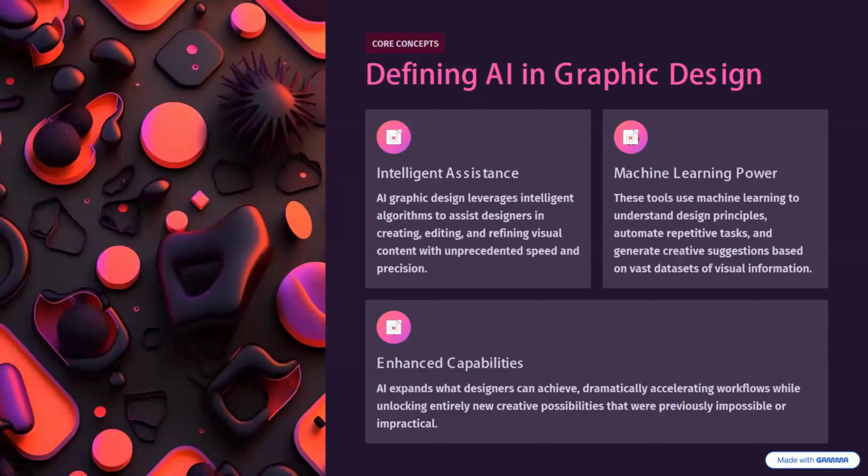So, defining AI in graphic design. We have intelligent assistants. Here we are talking about leveraging intelligent algorithms to assist designers in creating, editing, and refining content with unprecedented speed and precision. Now, what is happening in the field of design? Nowadays, we don't struggle with Publisher or even a standalone application to do design. We are using tools which are AI embedded, and then we come up with a design very fast, a precise design without guessing. You will be able to see them shortly.